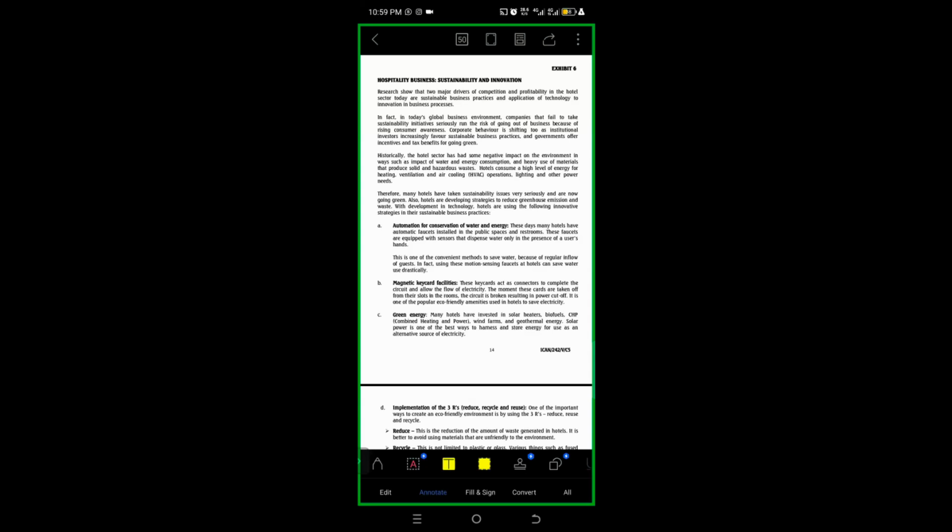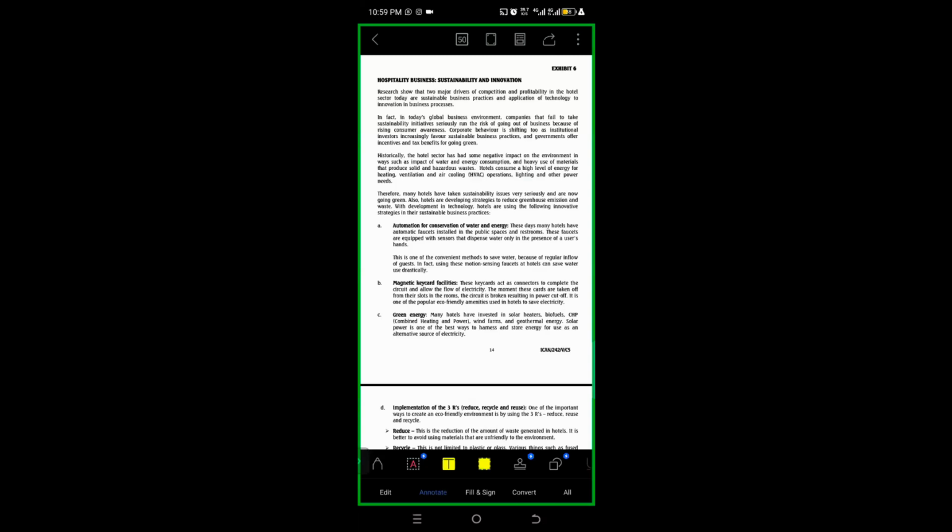These days, many hotels have automatic faucets installed in the public spaces and restrooms. These faucets are equipped with sensors that dispense water only in the presence of a user's hand. This is one of the convenient methods to save water because of the regular inflow of guests. In fact, using these motion sensing faucets at hotels can save water use drastically.